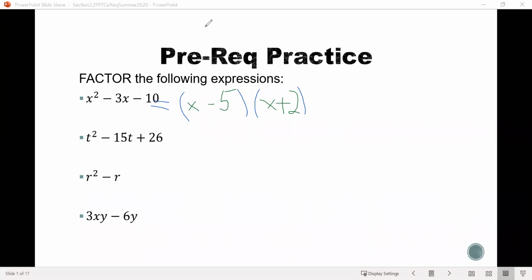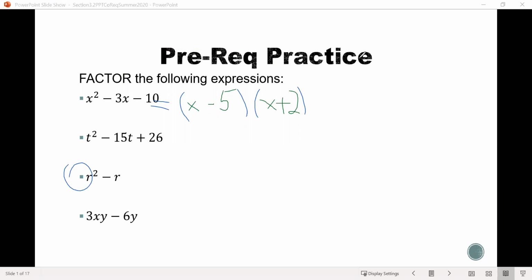Now you could check to make sure that's correct. How could you do that? Right, if you wanted to FOIL out these two sets of binomials here, you should find that you get back to what you started with, okay? But I'm not going to do that right now. All right, let's skip down to the third one then.